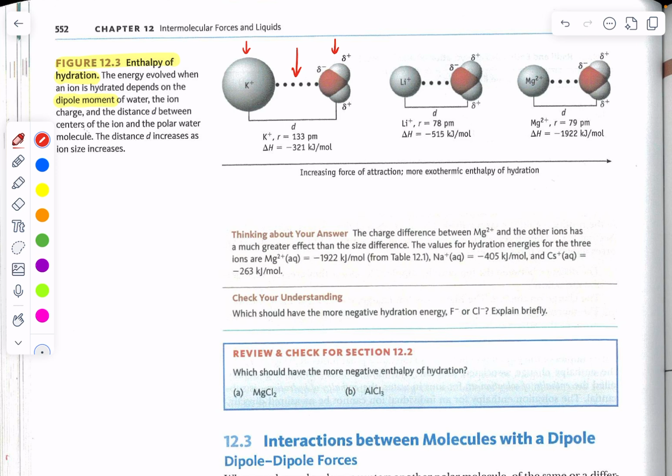You'll notice the sigma. You can have the positive and the negative regions. You could also just say positive where the hydrogens are and negative where the lone pairs and the oxygen are. And so here's your dipole moment, or your moment of the dipole.